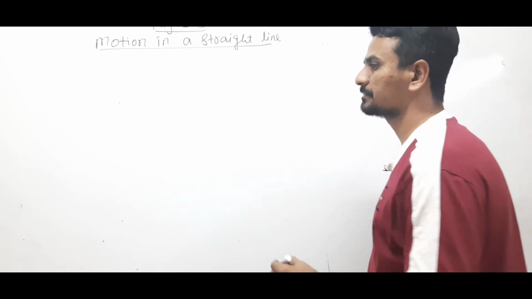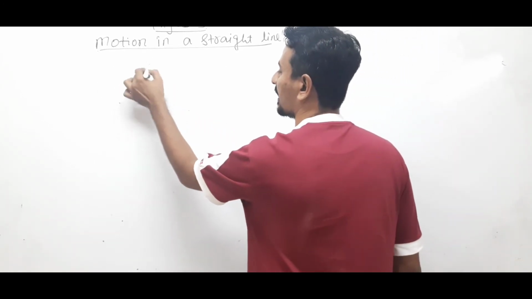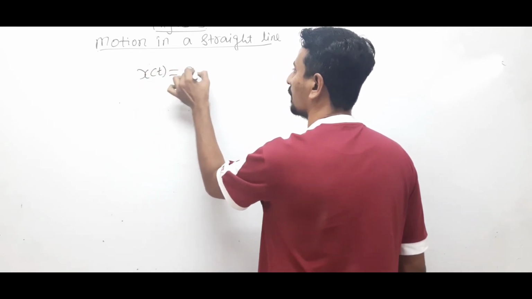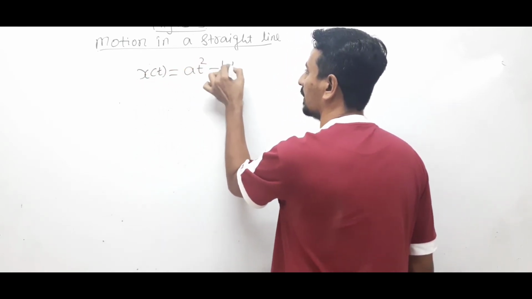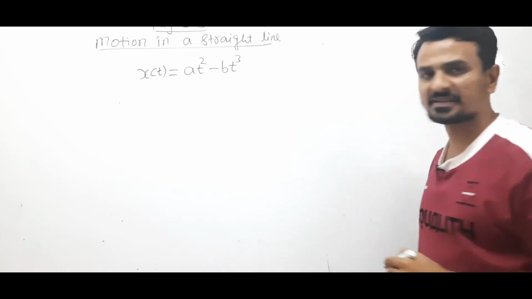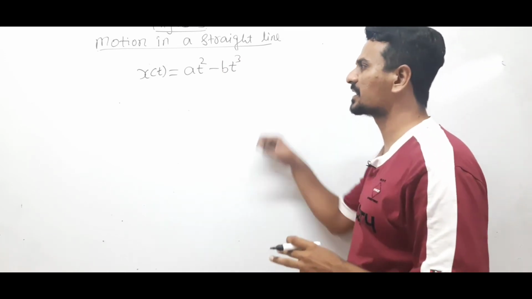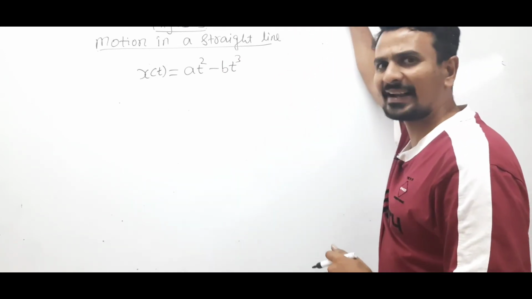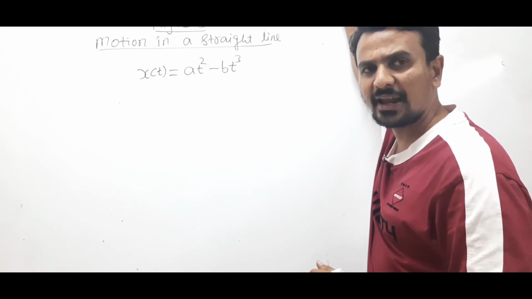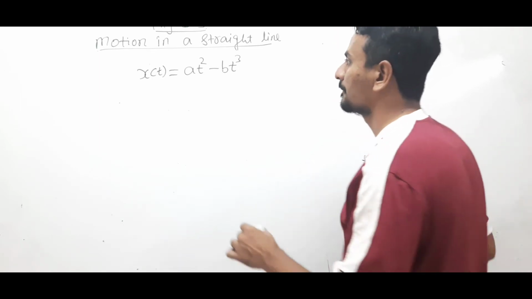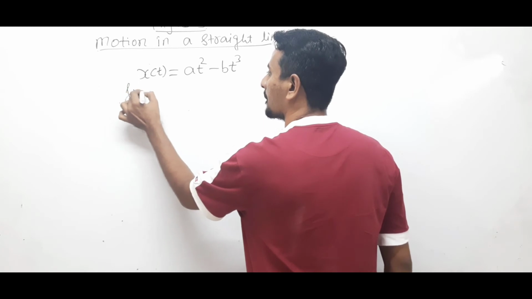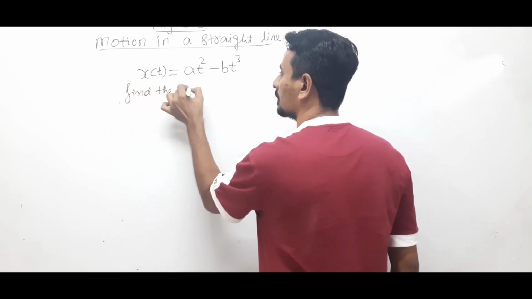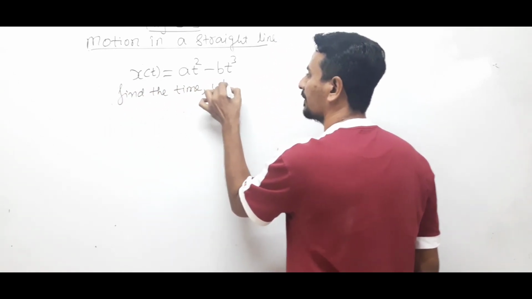See the next one. Suppose x of t is equal to at square minus bt cube. Position as a function of time for a particle is given as x of t equals at square minus bt cube, where a and b are constants. Find the time when acceleration becomes 0.